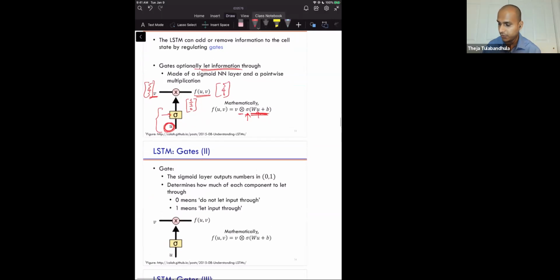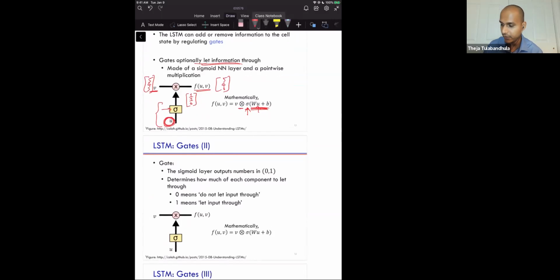So in particular, if you think of the sigmoid nonlinearity, in this previous picture, the sigmoid layer essentially outputs numbers between 0 and 1. If you do an element-wise multiplication, it essentially ensures how much information in each component of this vector can be passed forward in this output. If the output of this neural network layer for one of the coordinates is 0, it means don't let that coordinate's information pass through, as in make it 0 with the element-wise multiplication. If it's 1, it just passes through.